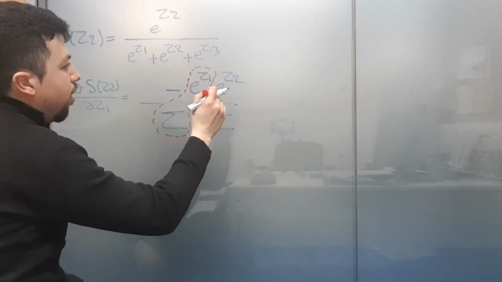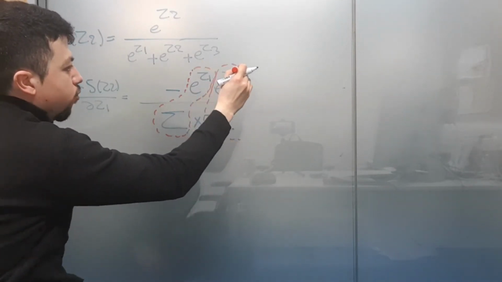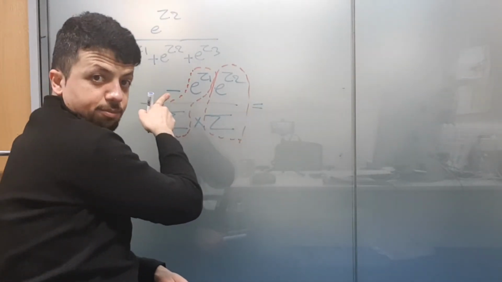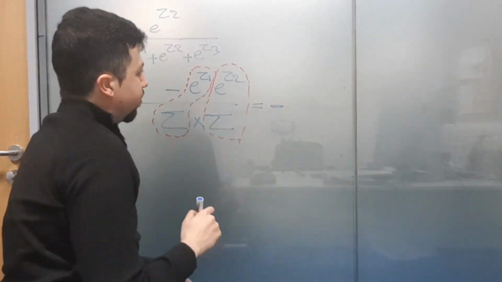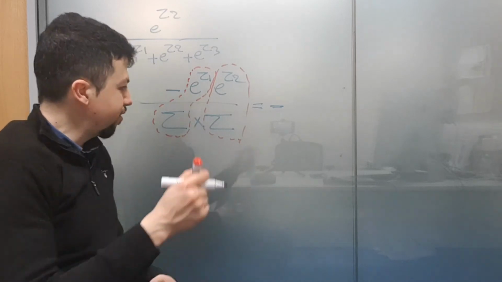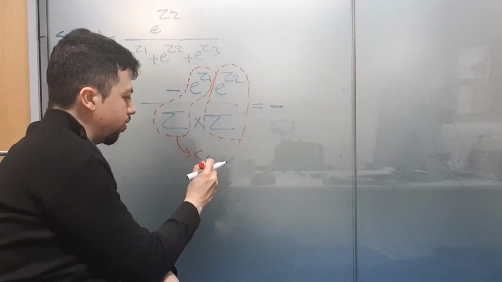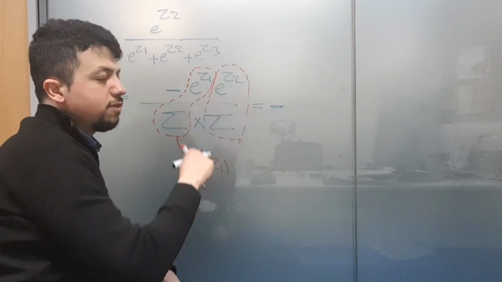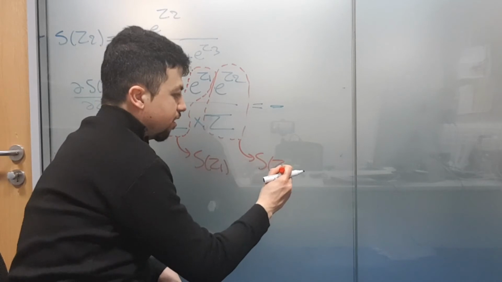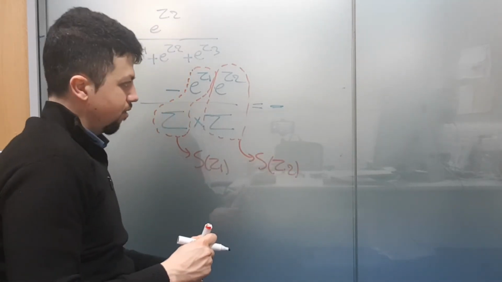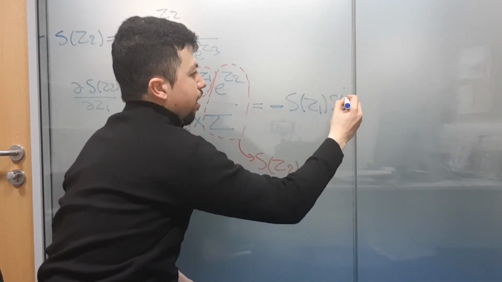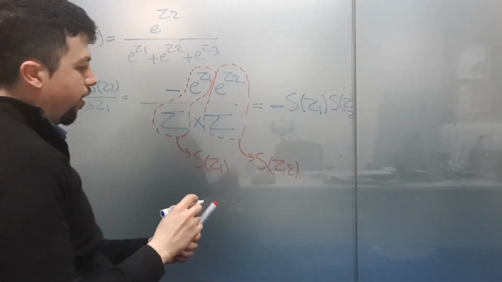The first portion multiplied by the second portion. The first portion is, let's just not forget about this minus. Minus, let's just leave it here. E to the power z1 divided by the sigma. That's familiar. That's actually s of z1. E to the power z2 divided by sigma. That's also familiar. That's s of z2. So let's write it as it is, s of z2, right?